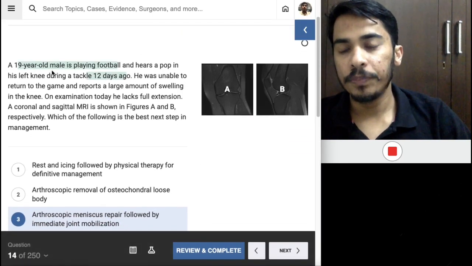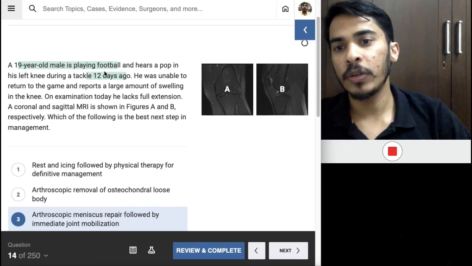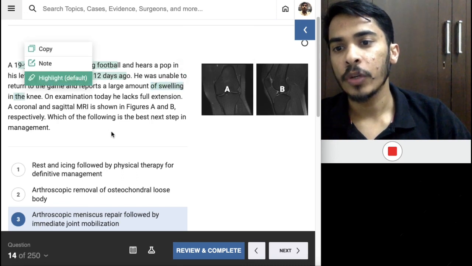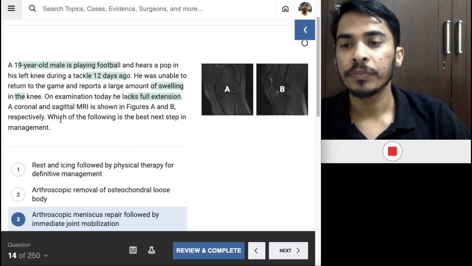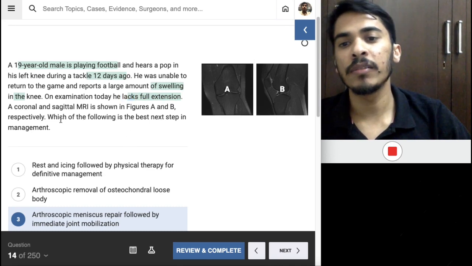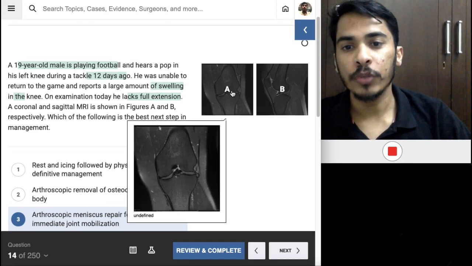A 19 years old male is playing football and he has a pop in the left knee during a tackle 12 days ago. He was unable to return to the game and reports large amount of swelling in the knee. On examination today, he lacks full extension. So lacking full extension can be a patellar tendon rupture, but it can also be present in bucket handle tear of the meniscus. It can also be a quadriceps tendon rupture. Then we have to go to the MRI.